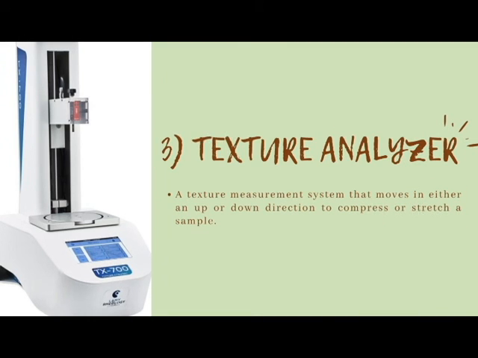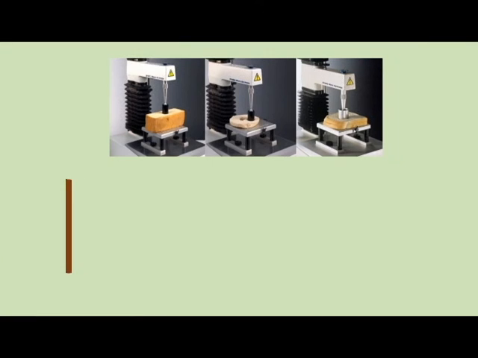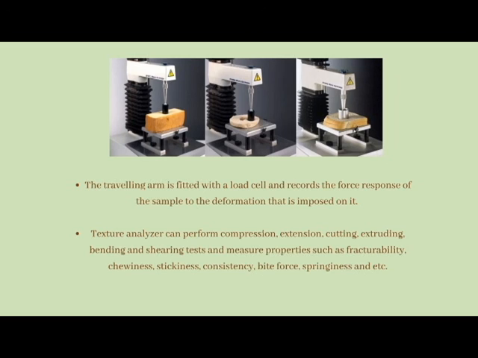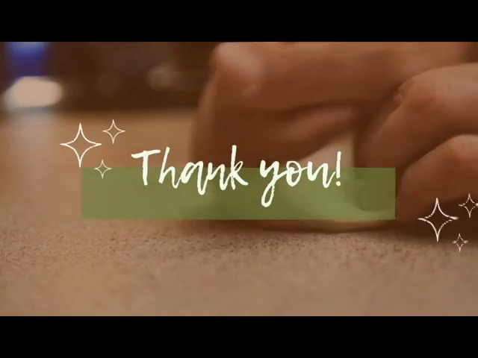The third one, Texture Analyzer, a texture measurement system that moves in either an up or down direction to compress or stretch a sample. The traveling arm is fitted with a load cell and records the force response of the sample to the deformation imposed on it. Texture Analyzer can perform compression, extension, cutting, extruding, bending, and shearing tests and measure properties such as fracturability, chewiness, stickiness, consistency, bite force, springiness, and etc.